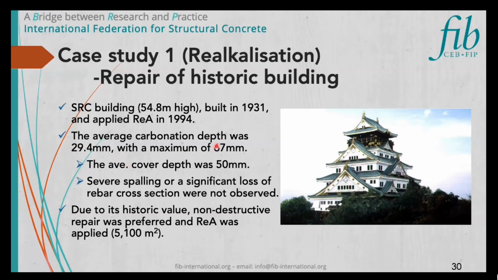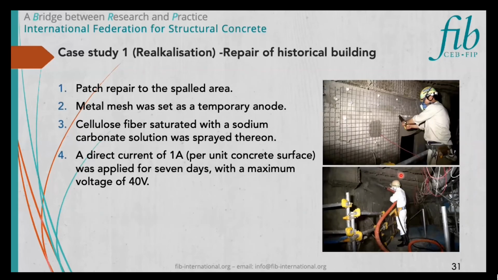The average carbonation depth was about 30 millimeter with a maximum of 67 millimeter, while the average cover depth was 50 millimeter. Severe scoring or significant cross-sectional loss of rebar were not observed. After the patch repair to the slightly spalled area, metal mesh was set as a temporary anode.